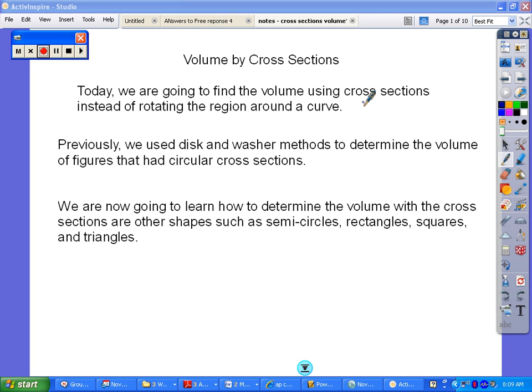Okay, today we're going to learn how to find the volume of solids using cross sections instead of rotating the region around a curve. Before, we rotated around an axis or a line and created a disk, so we used the formula pi r squared because it's the area of the disk. Now we're going to be looking at a solid and cutting it into cross sections that are other shapes such as semicircles, rectangles, squares, and triangles.